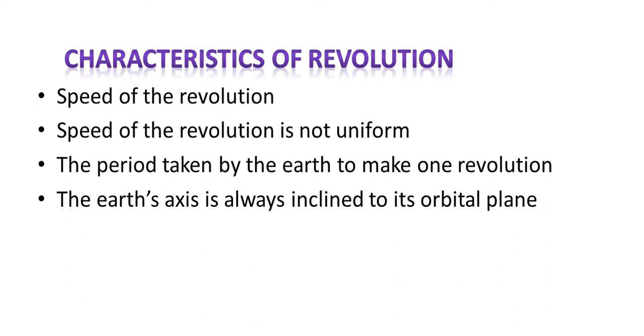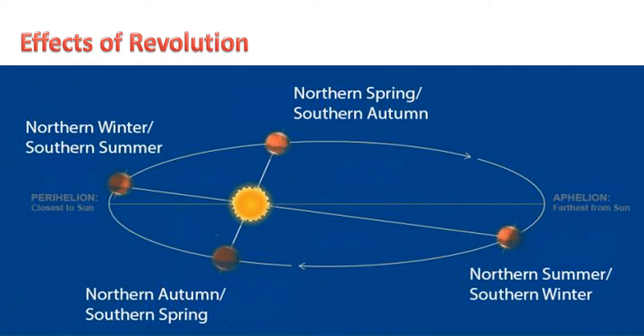The Earth's axis is always inclined to its orbital plane. The Earth's axis is always inclined to its orbital plane at an angle of 66.5 degrees. The motion of the Earth is from west to east, or in the same direction as the rotation. Following are the effects of revolution.